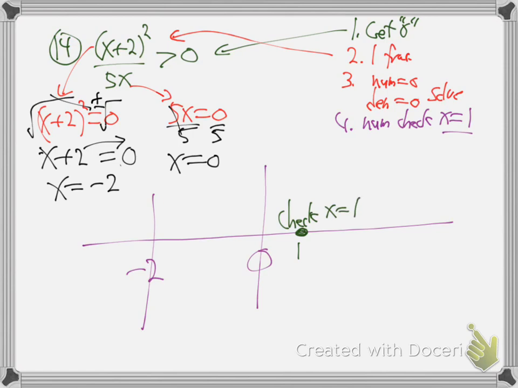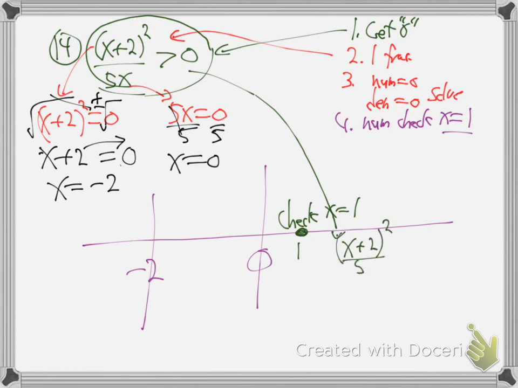Check x equals 1. When we check it, back in the original, so grab the original here and bring it on down. So we're going to have x plus 2 squared over 5x greater than 0. I'm going to put in the 1 there and there. So we get 1 plus, I'm going to skip a step, it's just 1 plus 2. That's 3 squared over 5 times 1. Is that greater than 0? That's 9/5. Is that greater than 0? Yeah, it's a positive number. That's greater than 0. That's true.